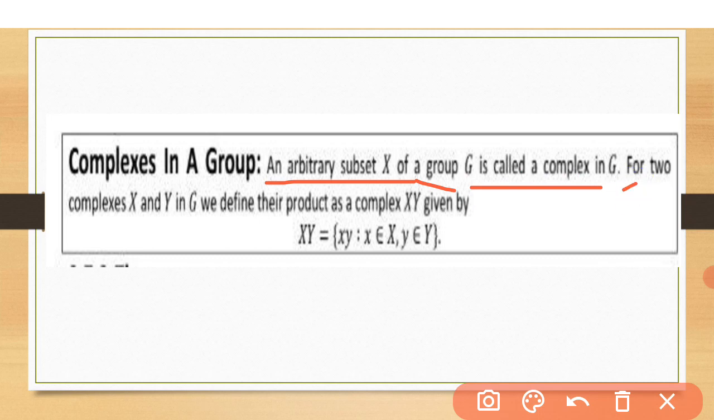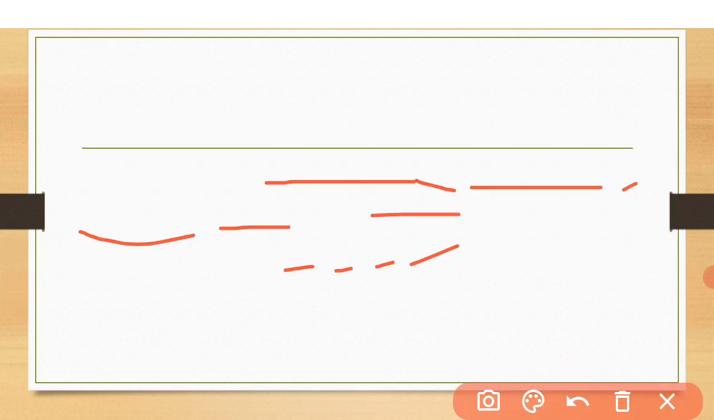For two complexes X and Y in G, we define their product as the complex XY like this. When we multiply X by Y, their elements will multiply with each other, where x belongs to X and y belongs to Y. So let me explain a little bit about complexes.